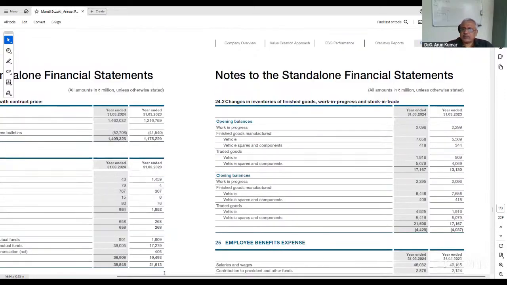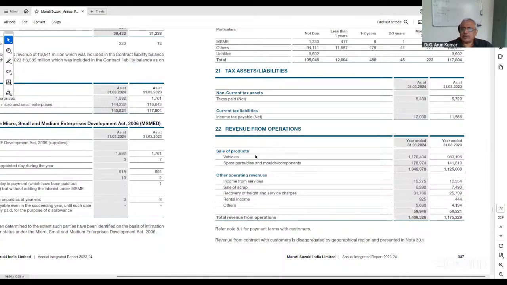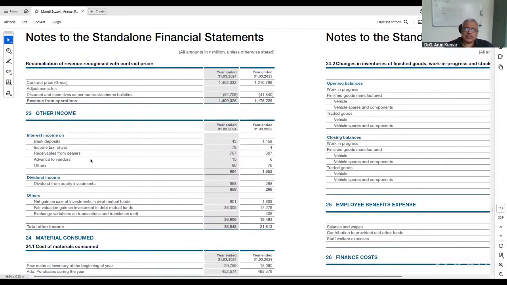On page 337, if I look at revenue from operations, what is the revenue that I've got from vehicle sales? What is the revenue from the sale of spares, etc.? What is the revenue from other operating revenues? What is the income from services? What is the income from scrap sale? What is the income from freight and service charge? What is the rental income? What is other income, and how much have I got? You can actually see that. We also look at other income here. That is what we saw.